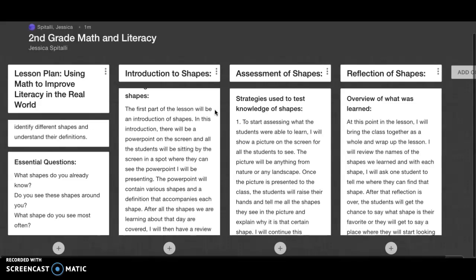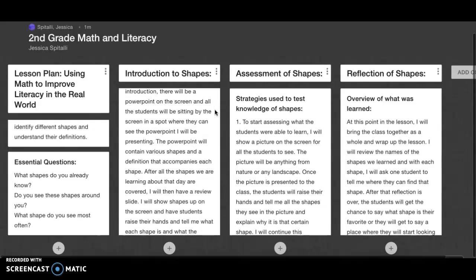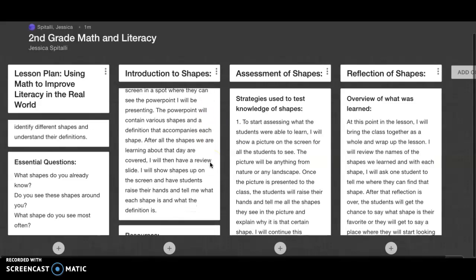And then after all the shapes we are learning about that day are covered, I will have a review slide. Once I go through all the shapes that will be mainly focused on that day in class, I will have a review slide that has all the different shapes, but just the shape itself, no definition, no explanation. And once I have this review slide up, I will show the shapes on the screen and have students raise their hands and tell me what each shape is and what the definition is.